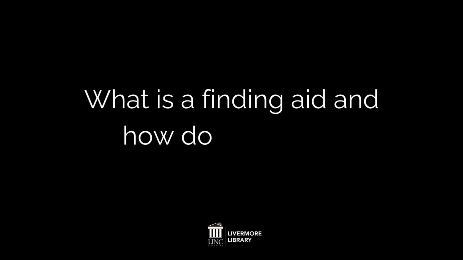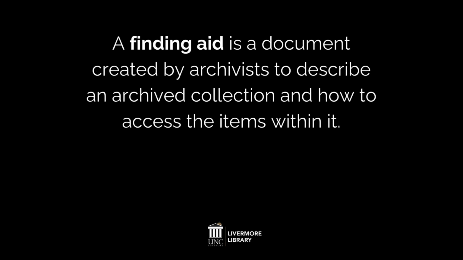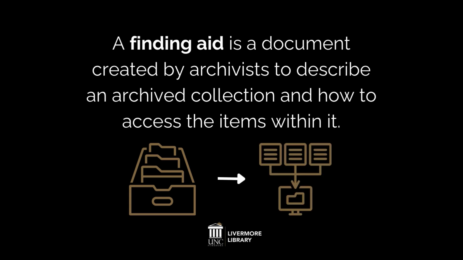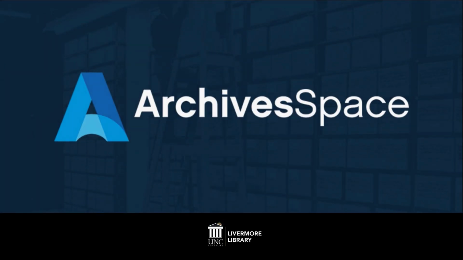What is a finding aid, and how do I use one? A finding aid is a document created by archivists to describe an archive collection and how to access the items within it. Think of it as an index or table of contents of a collection. UNCP's Livermore Library uses the platform ArchivesSpace to create finding aids for its collections.